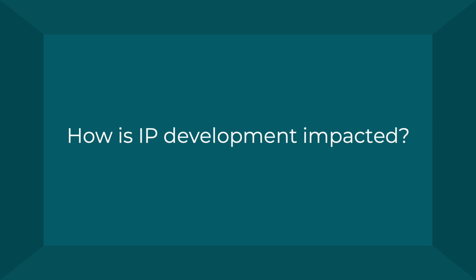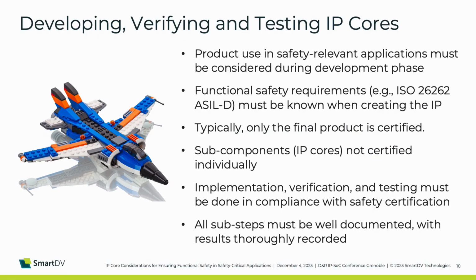Now, how is IP development impacted? Or to put it another way, when creating or using IP for safety critical designs, what does an engineer need to bear in mind? Even if only a certification of the final product is to be carried out, each component must meet the requirements that apply to the overall system. Therefore, it is necessary for all subcomponents to carry out the circuit implementation in compliance with strict rules and to take into account the subsequent use of the product in safety-related applications. And this has to be done, of course, already during the development phase.